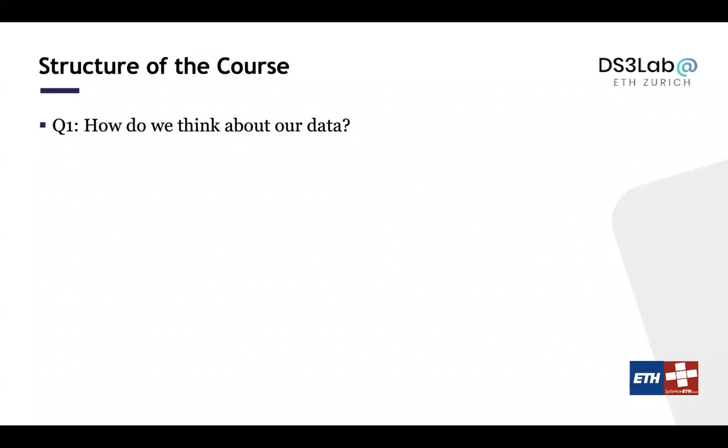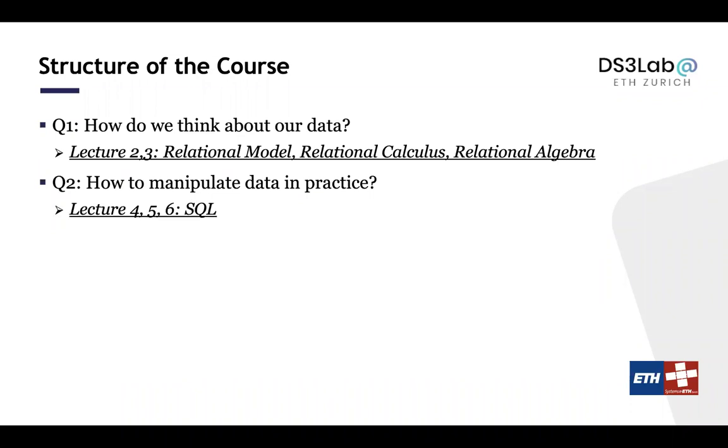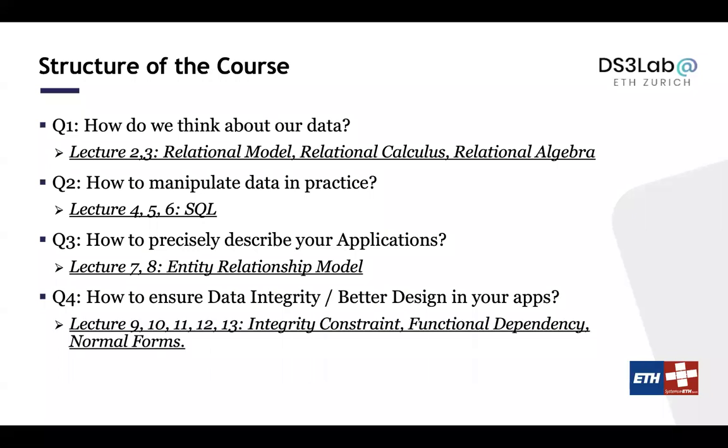So if you look back, essentially there are multiple questions that we have been looking at. The first question is, what is the right way to think about our data, right? So that is the data modeling part. The second question is how to manipulate data in practice, right? So that is when we talk about the SQL queries. And then how to precisely describe your application, right? That is the conceptual modeling part, and how to ensure data integrity and how to ensure better design in your applications, right? So that is when we talk about integrity constraints, functional dependency, and the normal forms. So this is the overall structure of the first half of this course, okay?